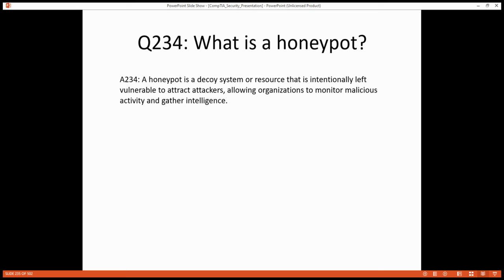Q234. What is a honeypot? A234. A honeypot is a decoy system or resource that is intentionally left vulnerable to attract attackers, allowing organizations to monitor malicious activity and gather intelligence.